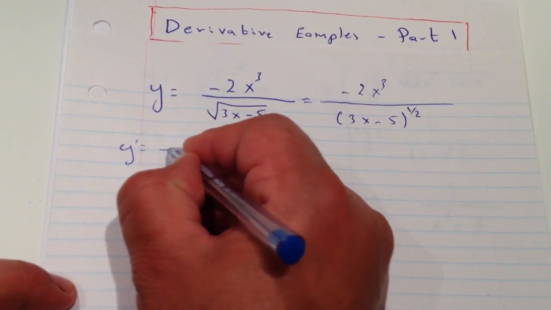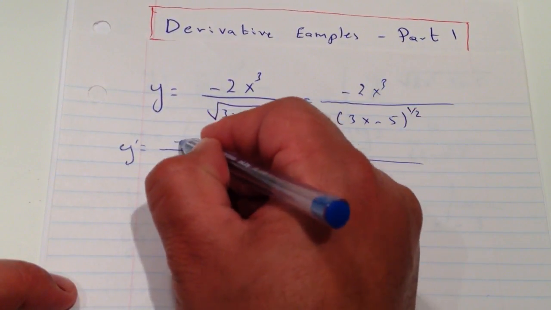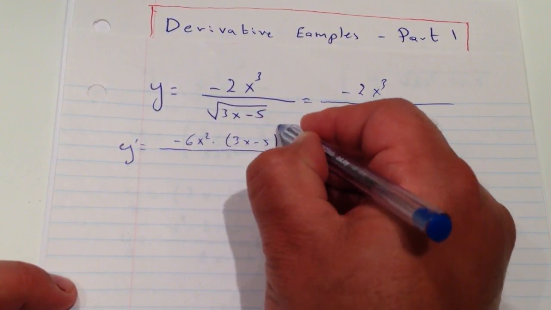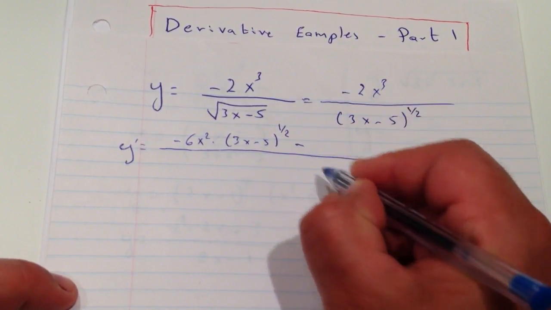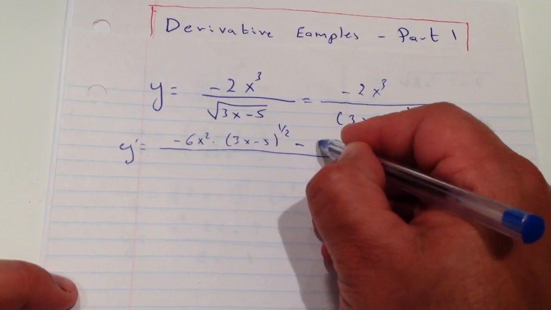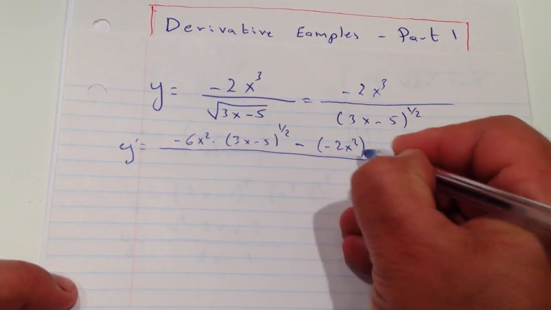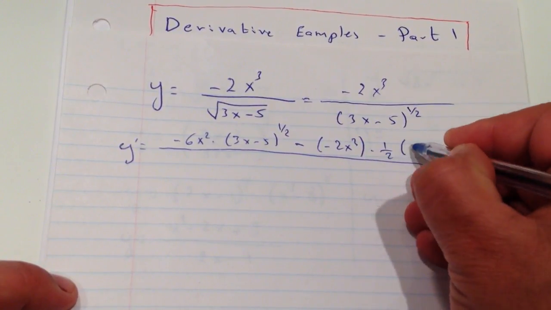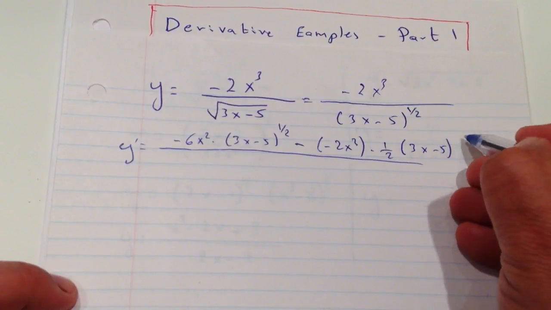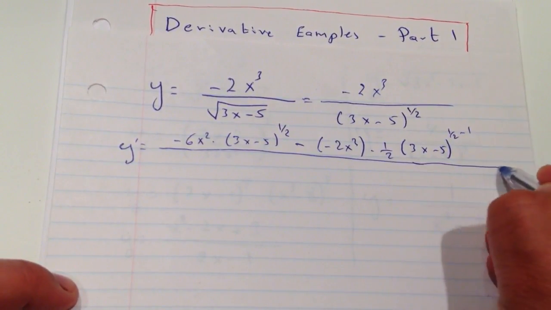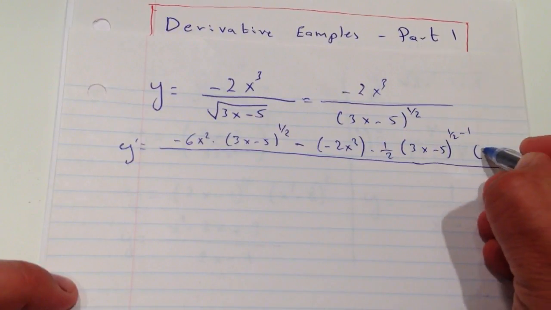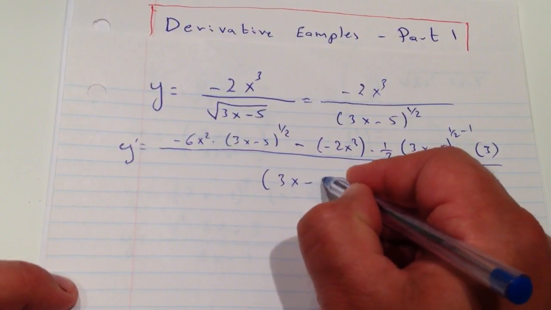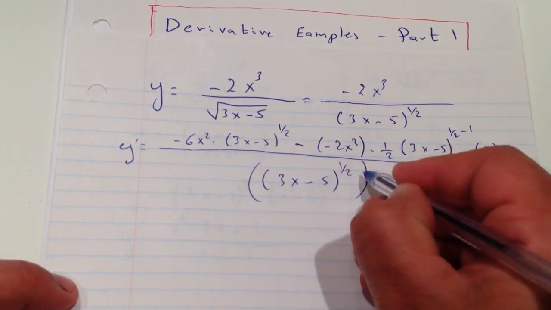Y prime is equal to the derivative of the top, which is minus 6x squared, multiplied by the bottom, 3x minus 5 to power half, minus the top function as it is, minus 2x cubed, multiplied by the derivative of the bottom function, which is 1/2 (3x minus 5) to power 1/2 minus 1, multiplied by the derivative of the inside, which is 3, over the square of the bottom function. So it's (3x minus 5 to power half) all squared.